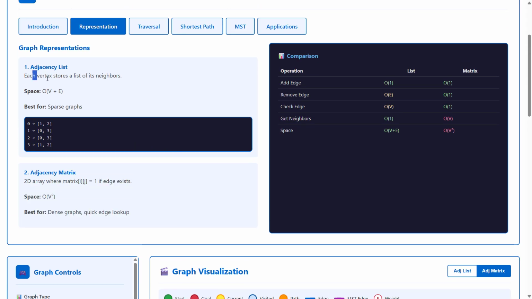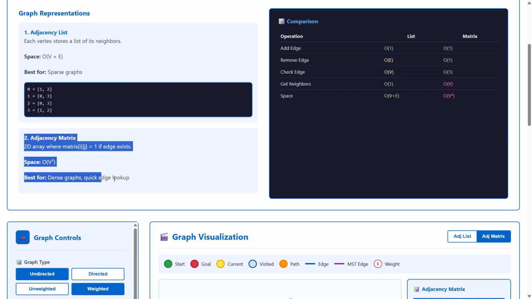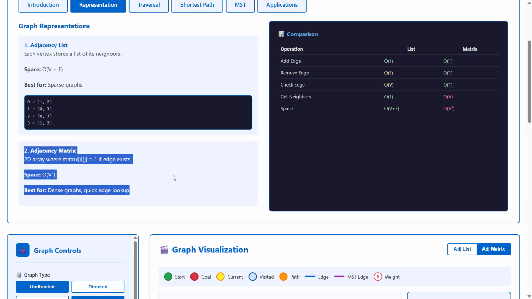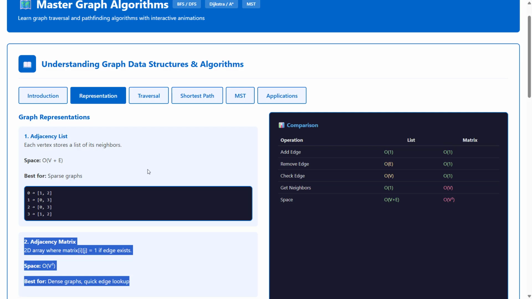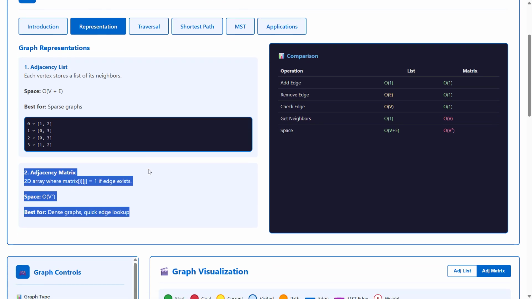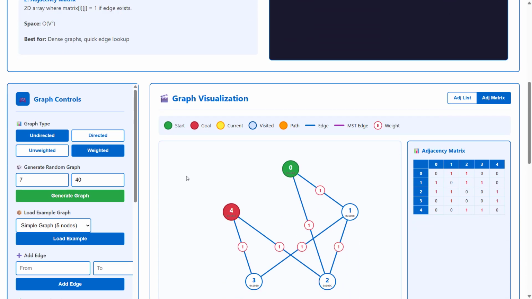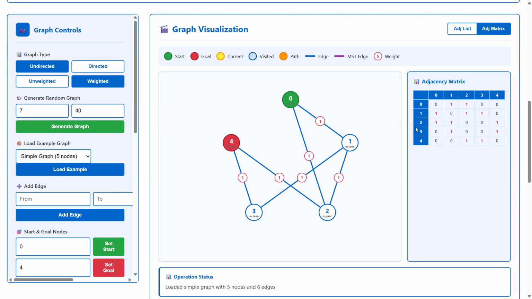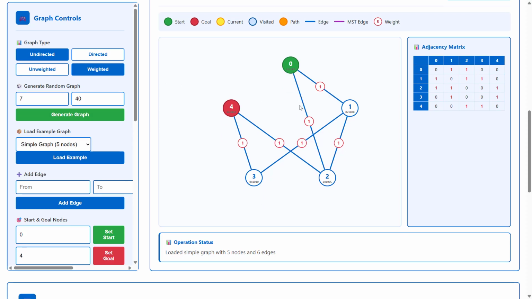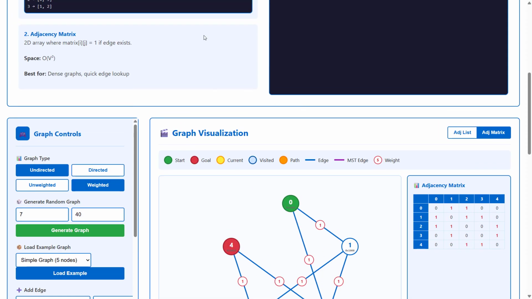So, which should you choose? If your graph is sparse with few edges, use adjacency list. If your graph is dense with many edges, use adjacency matrix. If you need to quickly check whether a specific edge exists, use adjacency matrix. If you need to iterate through all neighbors frequently, use adjacency list. If memory is limited, use adjacency list.